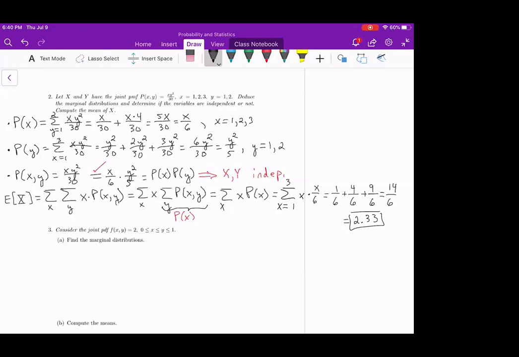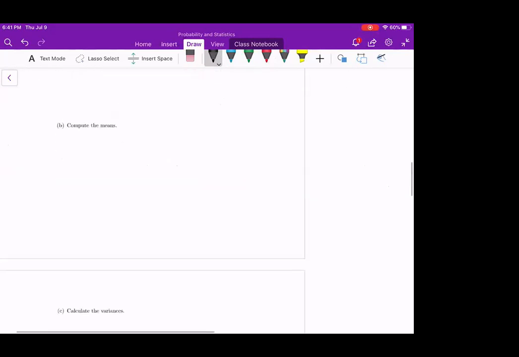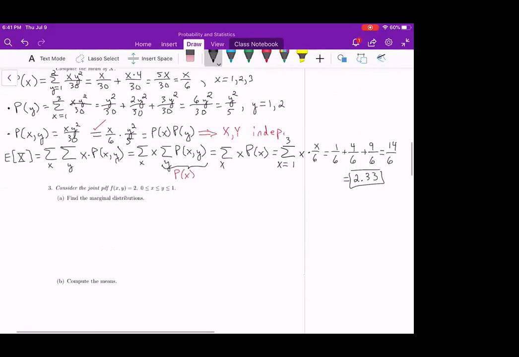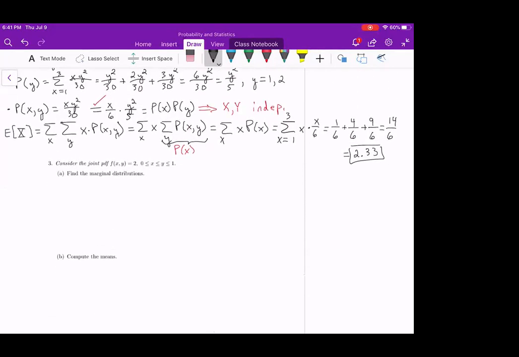So that's an example of expected value in the bivariate world for discrete. We've gone through 2 problems in this. We have time to continue and maybe get through 1 more. I don't know about 2, but any questions on the 2 that we've done so far?